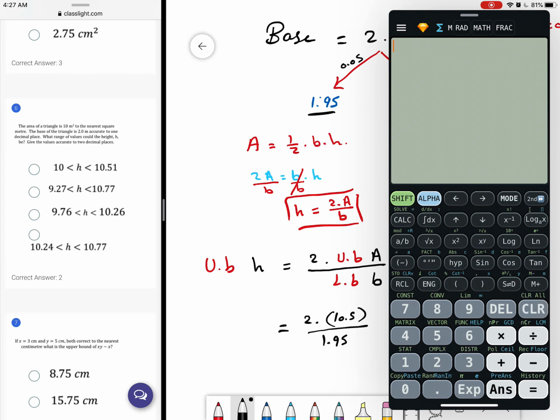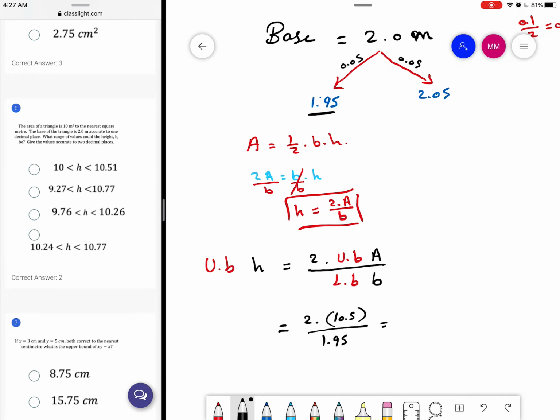Right, let's calculate. It will be 2 multiplied by 10.5, all divided by 1.95. So it will equal 10.769, and they said rounded to the nearest 2 decimal places, so it will be 10.77. So this one is 10.77 to the nearest 2 decimal places. Okay, this is the upper bound.